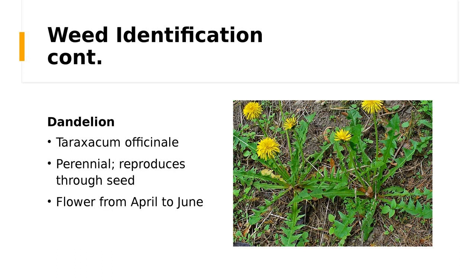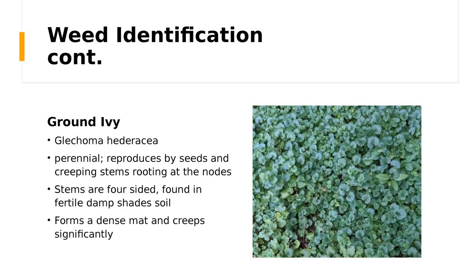Here's our good old dandelion, Taraxacum officinale. It's a perennial. It reproduces through seeds. You've all seen these. You know what they look like. They flower from April to June. It's got a milky substance inside of it, and it's got a pretty wicked taproot.